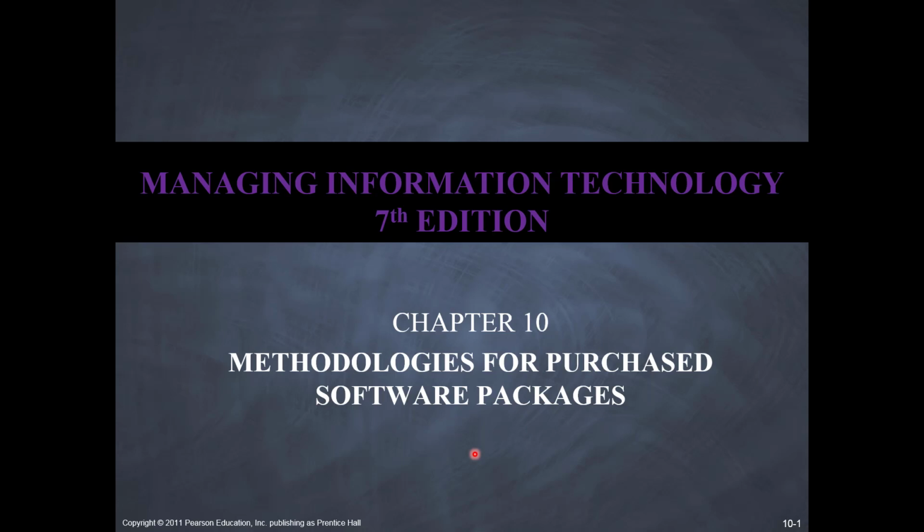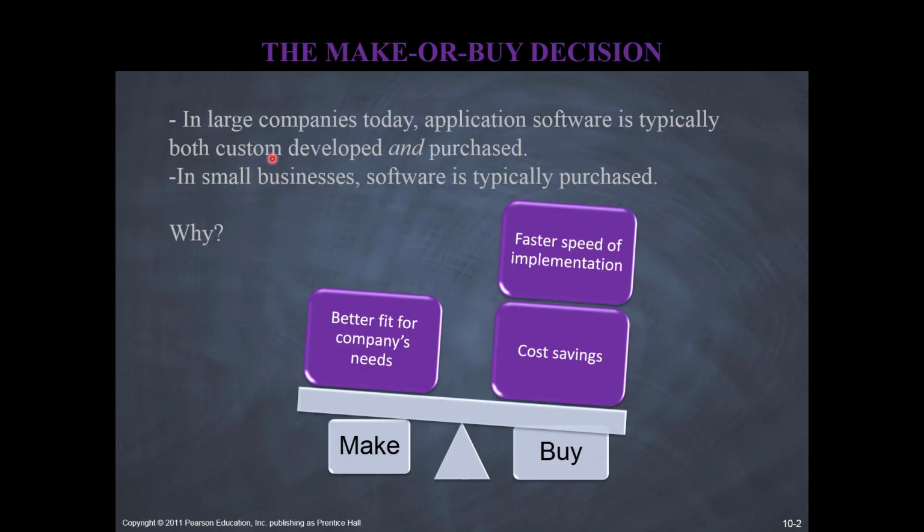purchased software packages. In large companies today, application software is typically both custom developed and purchased. I would say that the balance, even in large companies, is shifting towards purchased software. Why is that? Well, because purchasing software has a number of benefits. It's much faster to implement a software when you buy it. In other words, you don't have to wait to design, construct, and implement the software. You just buy it and then you implement it, right? Also, you don't need to go through all those development stages that are part of the classical SDLC framework. So all this results in cost savings.